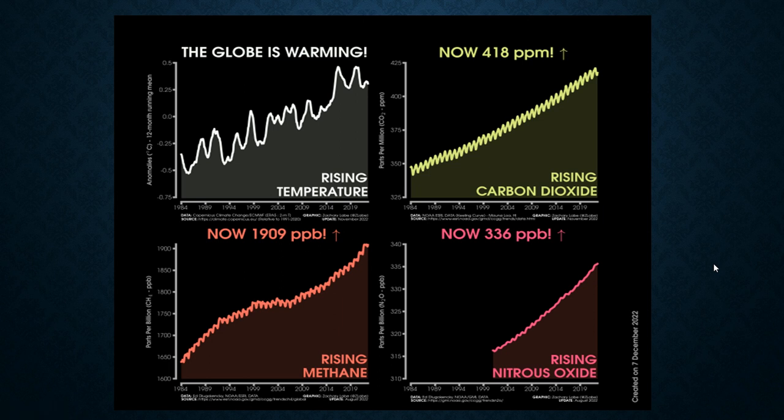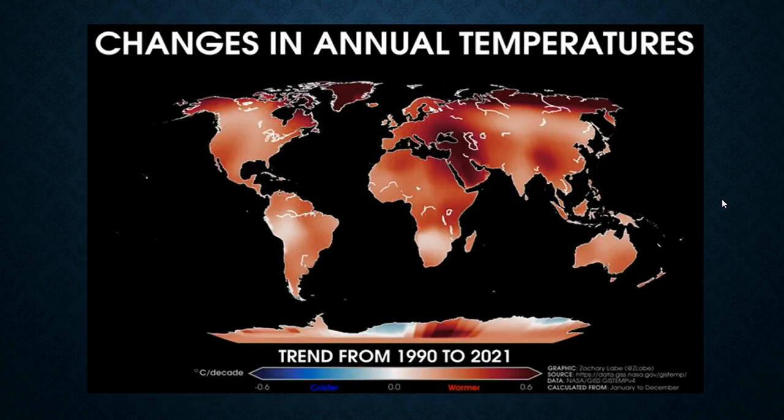So these are all tied together. You have the rising gas levels, rising temperatures. Changes in annual temperatures. Again, looking at the trend from 1990 to 2021. So now it's kind of like a 32 year.